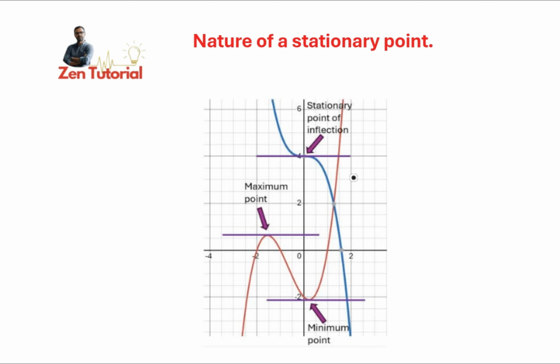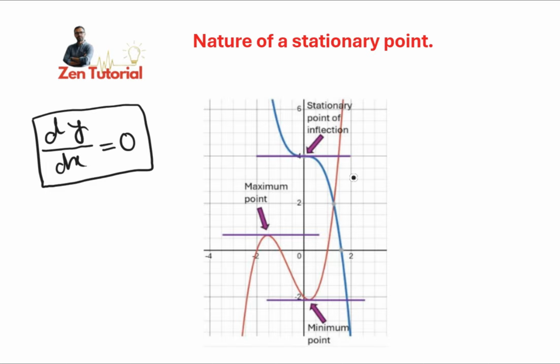A stationary point occurs when the gradient or the slope of any curve, so any equation or any curve, can be defined as dy/dx equals 0. If this is satisfied, you can say that the function or the curve has a stationary point, right?